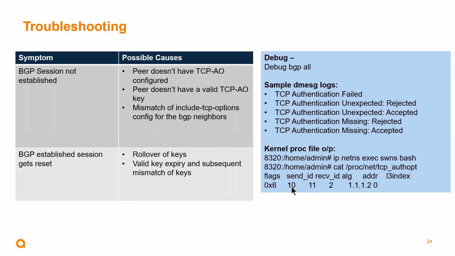We can also check the output of this file, /proc/net/tcp_auth_opt. It will display the send ID, receive ID, then the address. Those are the information displayed in this file. And also we can capture the tcpdump output for any mismatching keys in the TCP packets.